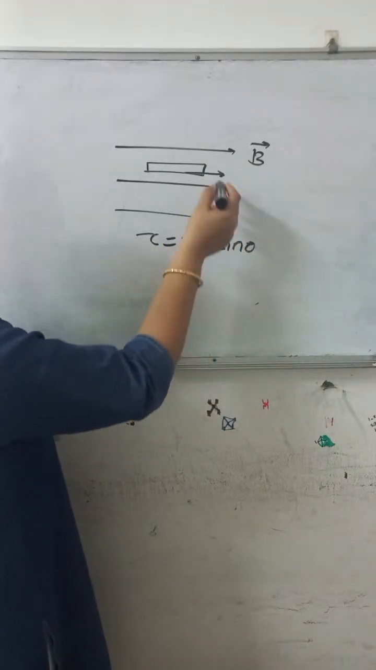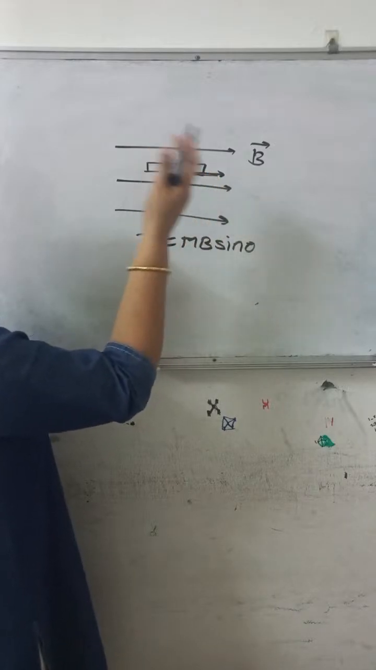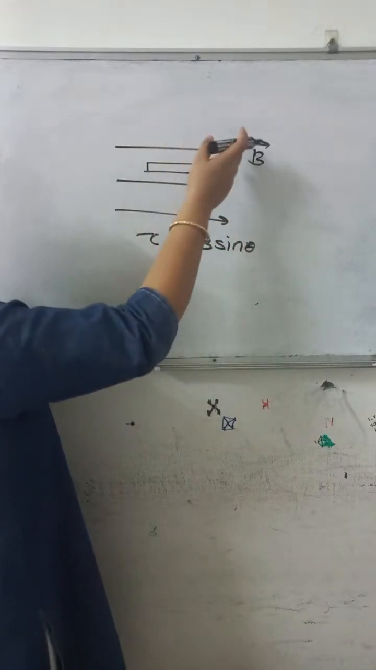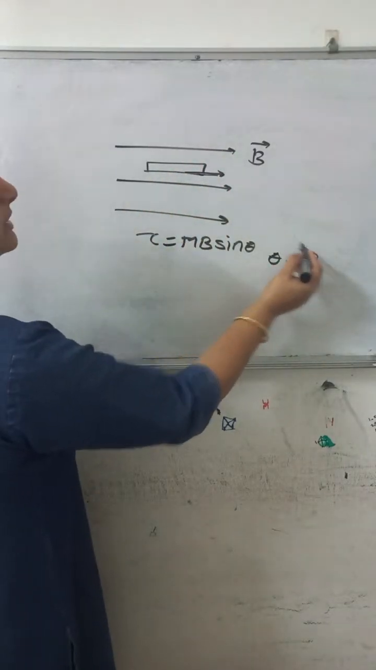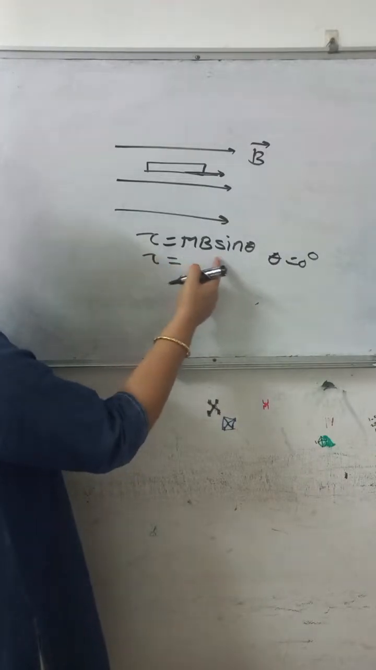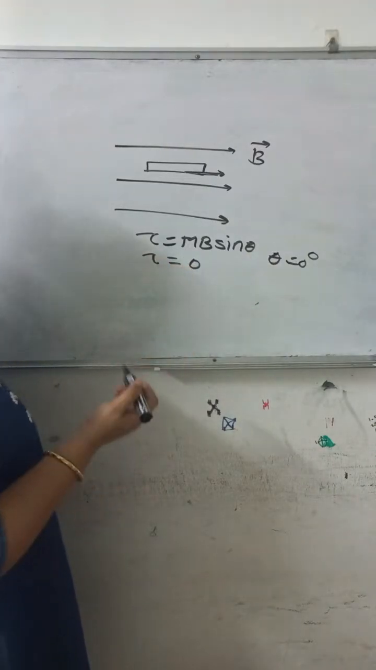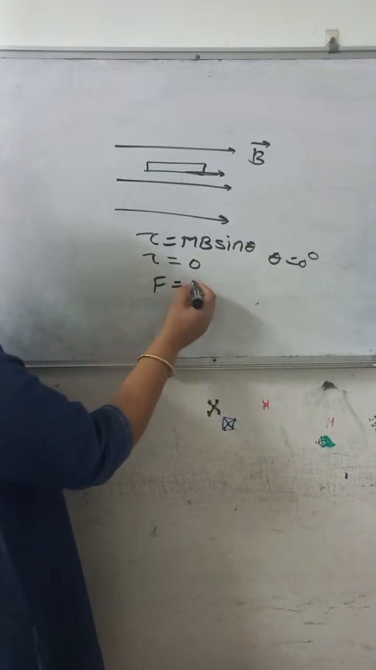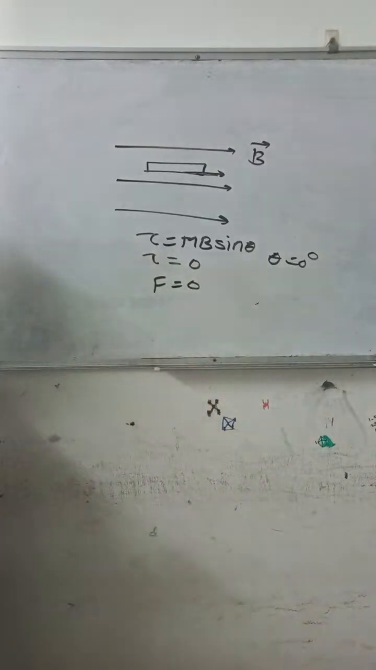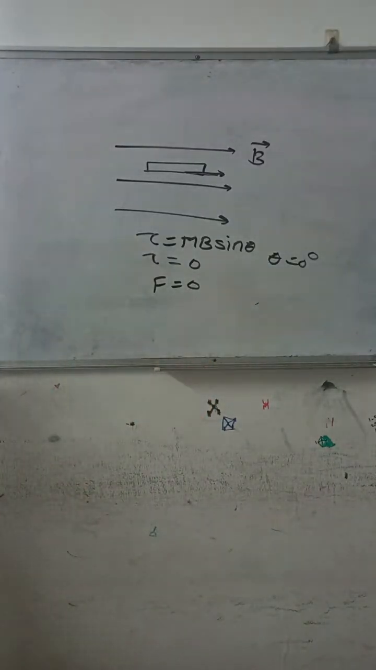Okay, and if they are parallel, meaning the magnetic dipole moment is parallel to the direction of the magnetic field, then theta will become how much? 0. So we can write tau = MB sin 0, which is 0. So tau we will get 0. If torque is 0, that means the force produced over there is also 0, because tau and F are related quantities. Rotation analog of a force is a torque, no? So here tau is also 0 and F is also 0.